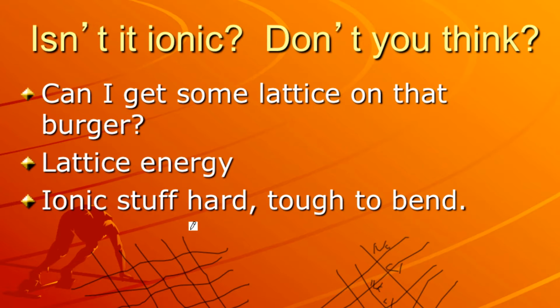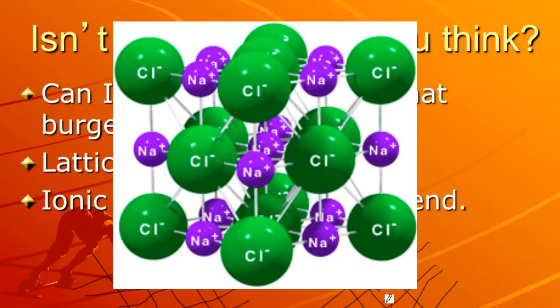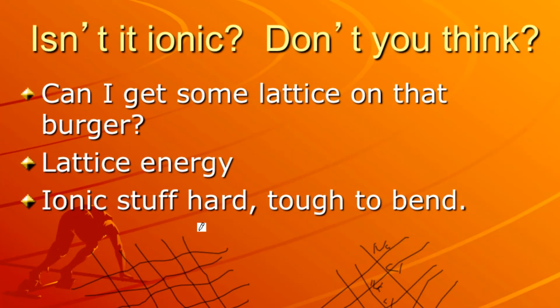Ionic stuff tends to be super, super hard, and you know that because salt is hard, and it's tough to bend. You can't take salt crystals, or granite would be a good example of something that's ionic. You can't take it and bend it because it's locked into those positive and negative ions. And if you try to bend 2 positives next to each other, they don't really like that. They hate each other. They repel. You can't really bend ionic stuff.